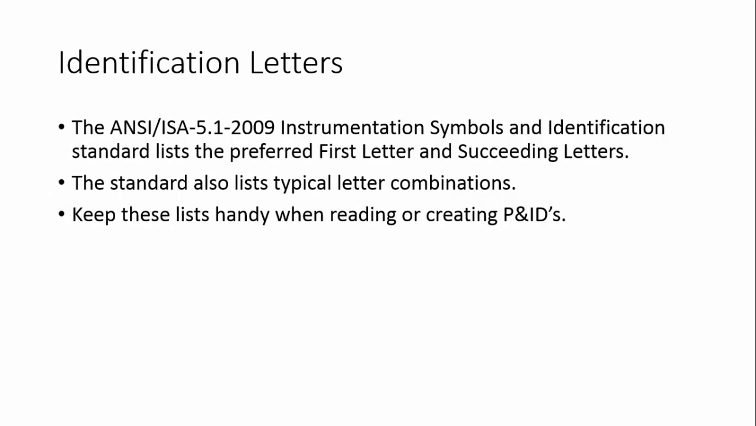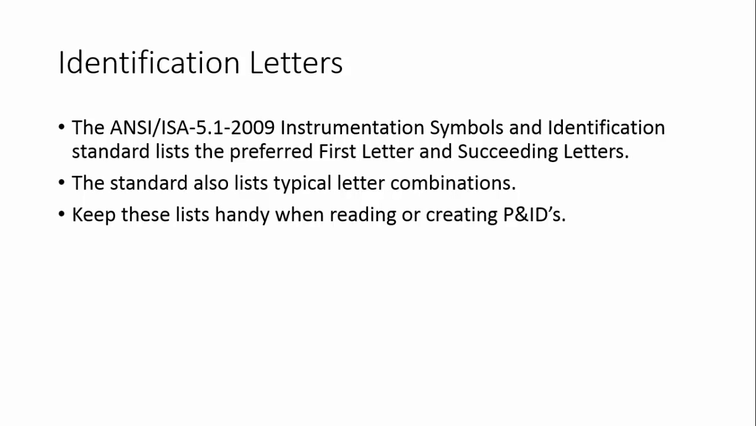The identification letters that all instruments have or should have are also referenced in this standard. There is a list of these letters in the standard. Then the standard lists the preferred first letter and the succeeding letters that are part of the identification. The standard will also list typical letter combinations so that the user is not going to just create their own letter combinations. So the standard will also list, if I have a flow indicator controller, I should be using this letter combination, which in that case would be FIC. You want to try to keep this list handy when you are drawing or creating P&IDs.